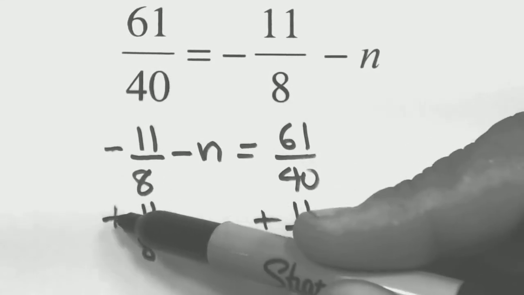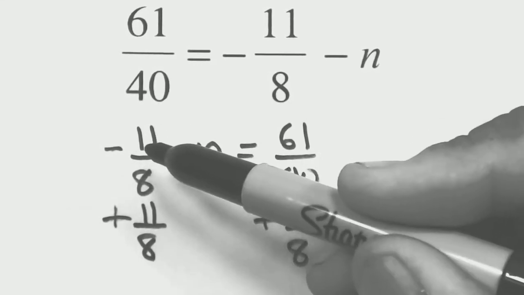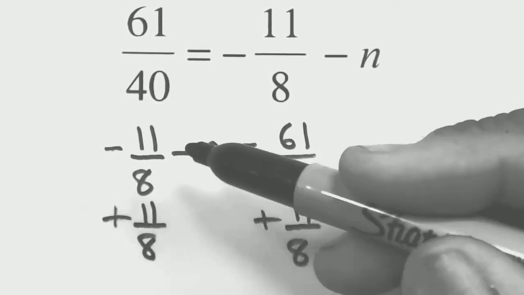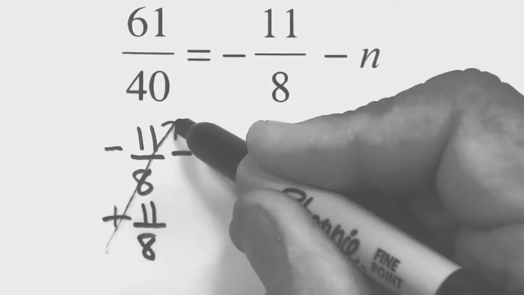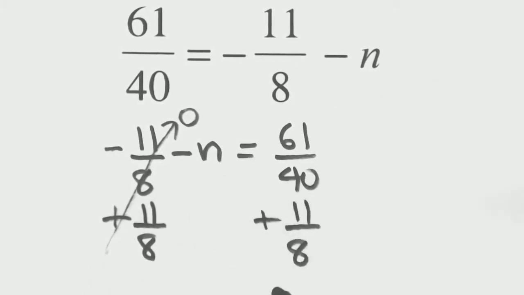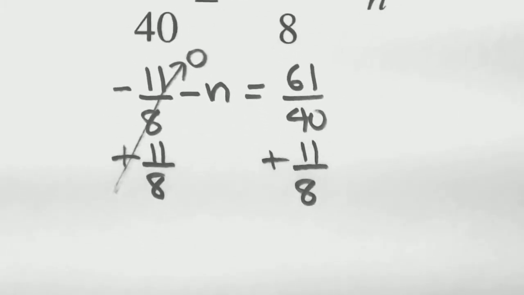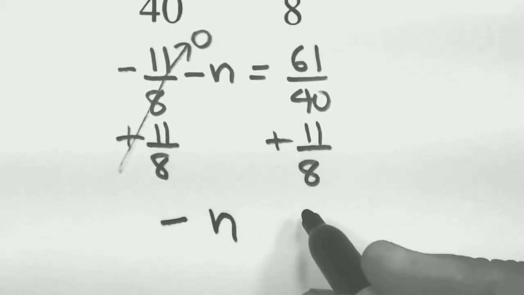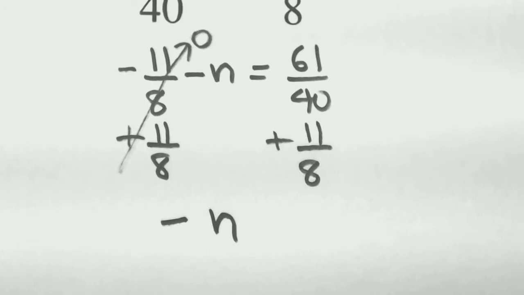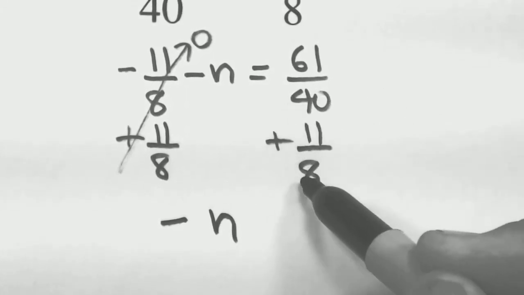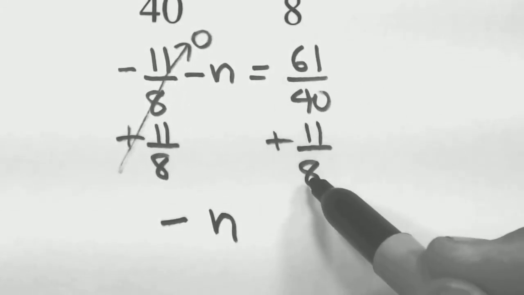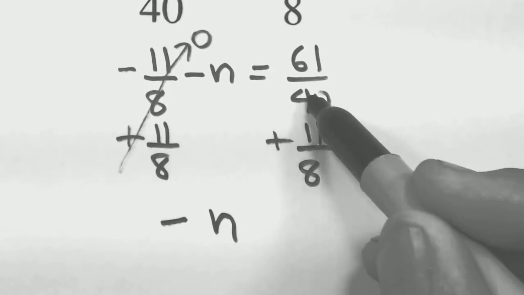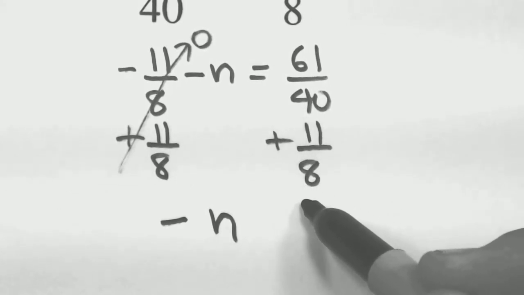Now again, notice what happens on the left. Negative 11/8 and positive 11/8 zero out. I end up with 0 minus n, or on the left side here, simply negative n. Now, over on the right side, we got to do a little bit of work. We can't combine or add or subtract these fractions because they do not have a common denominator.